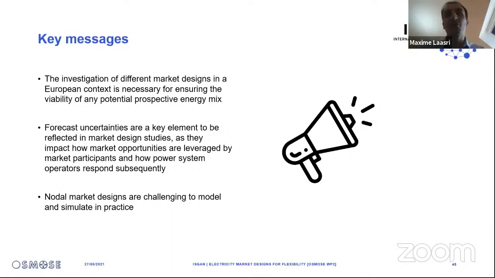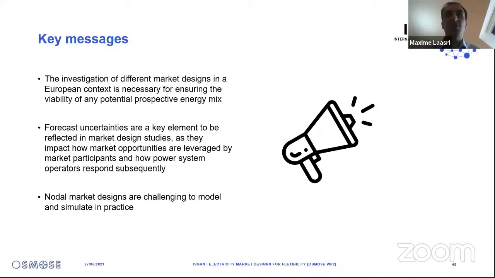So let's start with the key messages that we think are important after conducting all of these market designs. The first key message is that obviously the investigation of different market designs is important and necessary for studying prospective energy mix and the viability of such mix. It's always good to remind that it's important to also study market designs when we do prospective studies.